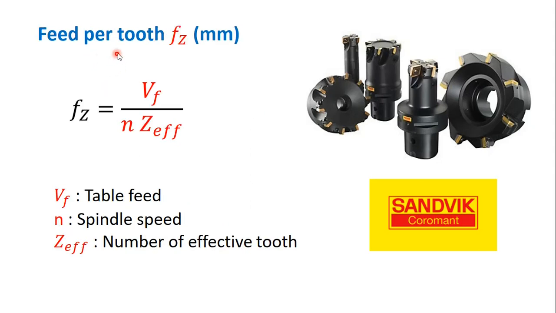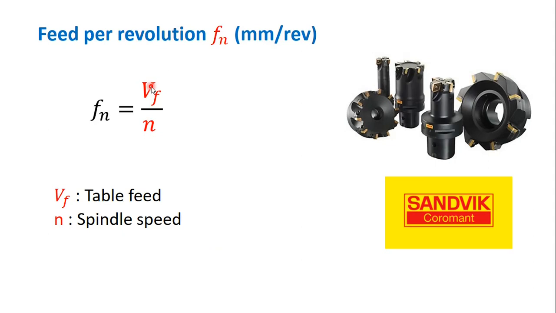Next is the feed per tooth, so that is given by Vf divided by n into Z effective. So Vf is nothing but table feed, n is the spindle speed, and Z is the number of effective teeth. So this is needed when you have an idea of what the table feed is. Next is feed per revolution. When we want to calculate feed per revolution, we have to use Vf by n. n is nothing but spindle speed, Vf is table feed. So here we will get feed in millimeter per revolution of the spindle.